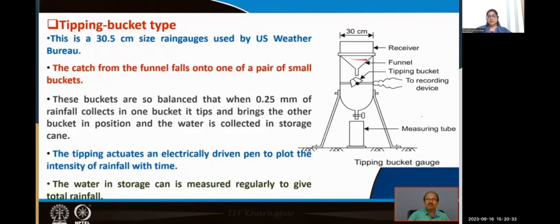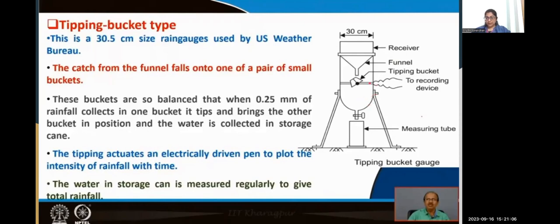As the name suggests, it has a mechanism where, using a funnel, the rain that is falling flows through this funnel into a small bucket. As long as the rainfall collected is up to 0.25 mm, the bucket will keep collecting water, and once it exceeds 0.25 mm of water, it will tip. It will get upturned and push the water into the space below it.